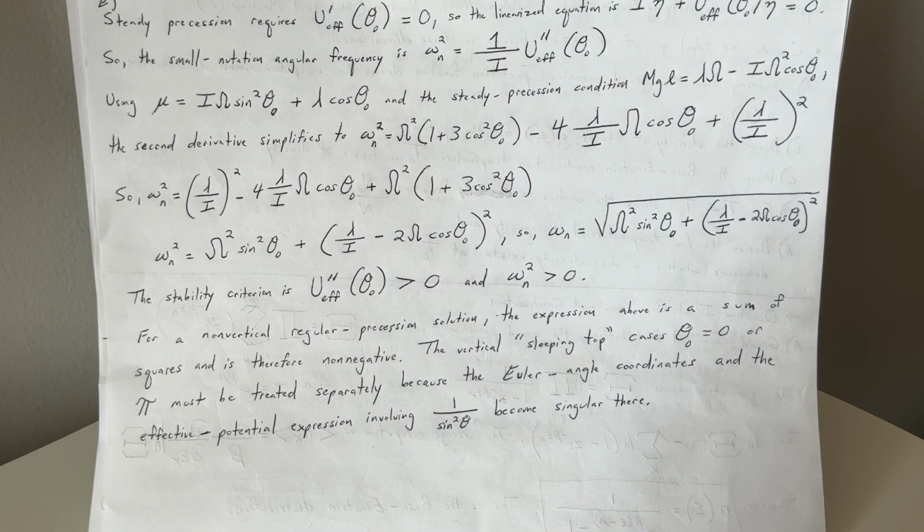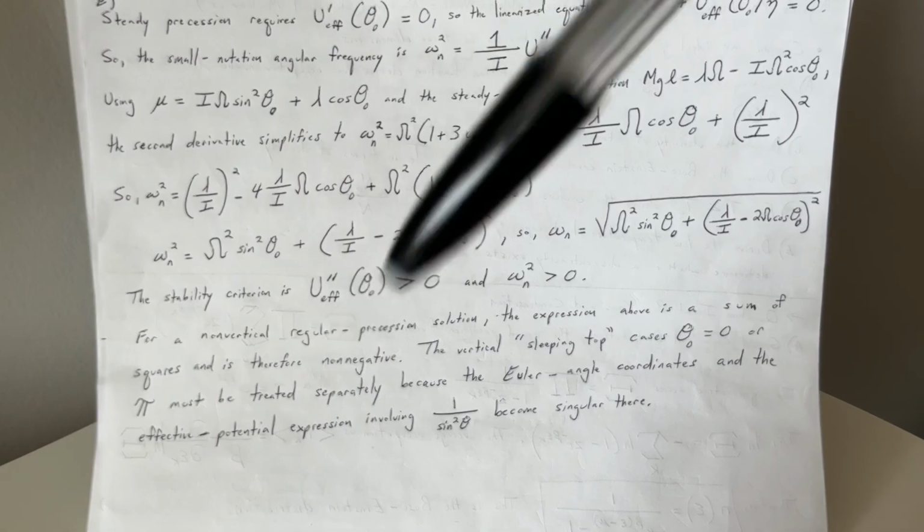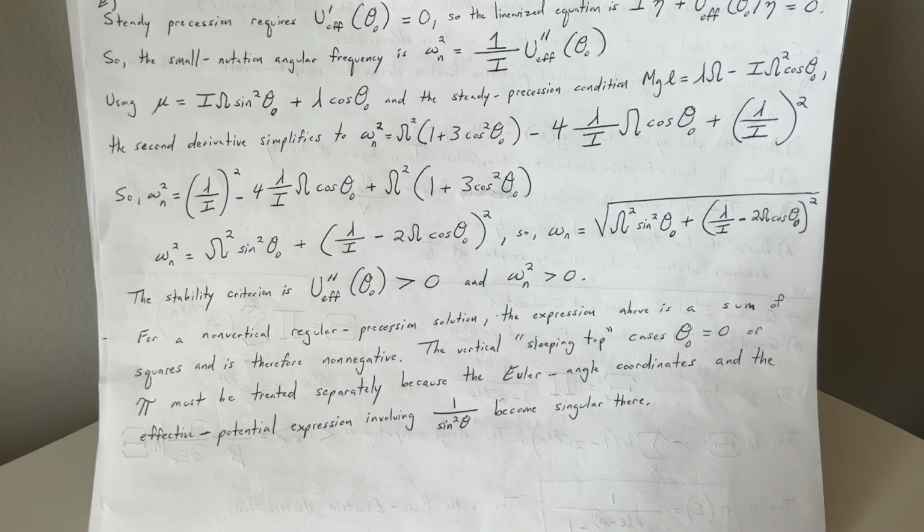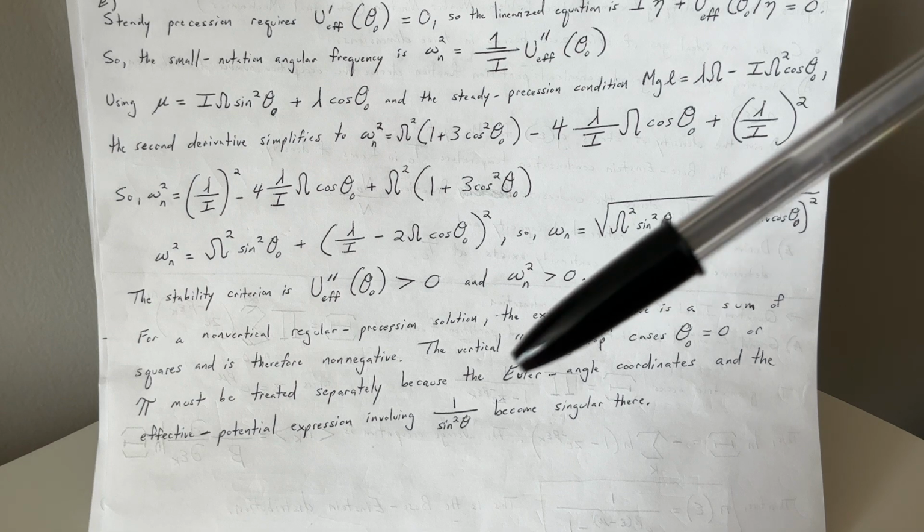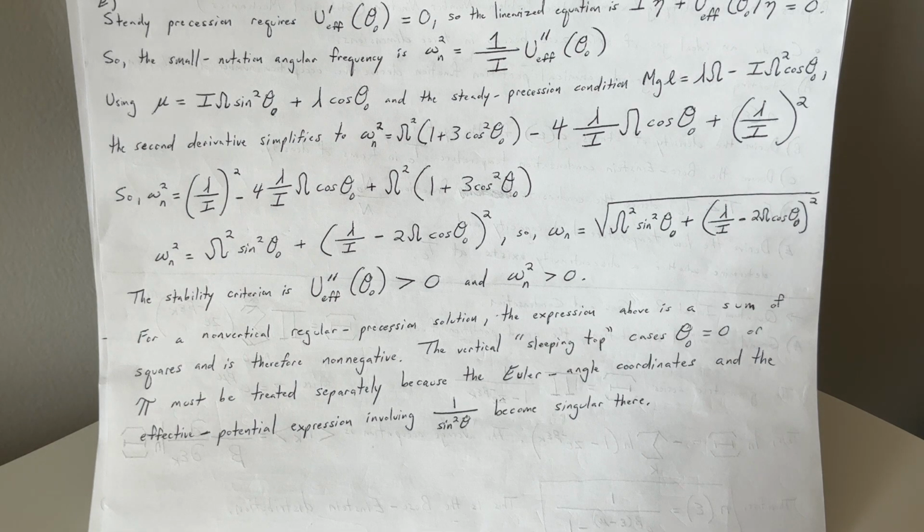And adding on to this, for a non-vertical regular precession solution, the expression above is a sum of squares and is therefore non-negative. The vertical sleeping top cases, theta naught equals 0 or pi, must be treated separately because the Euler angle coordinates and the effective potential expression involving 1 over sine squared theta become singular there.